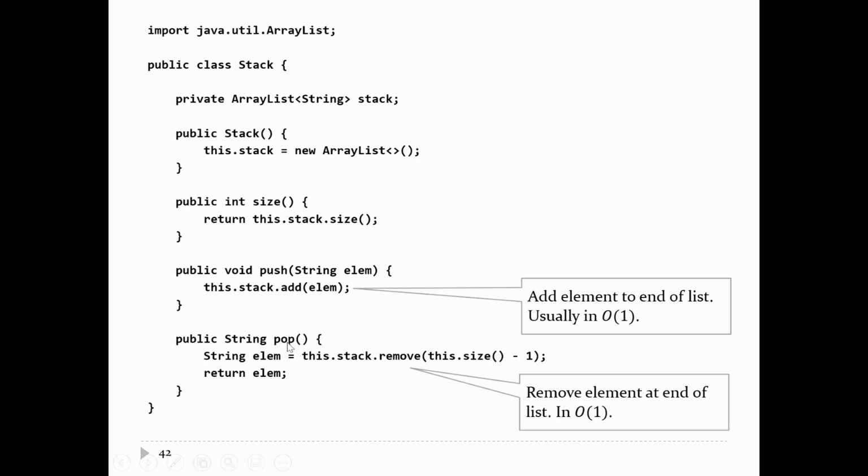Pop is equivalent to removing an element from the end of the list. So I want to remove the last element of that list. I need the index of the last element, which is just this size minus 1. Now use the remove method. That removes the element from the list and returns it back to the caller. So now we return elem back to the caller, and that's it. You're done with your stack implementation in about 2 minutes, or less. It takes very little time to implement the stack if you have an existing list class.